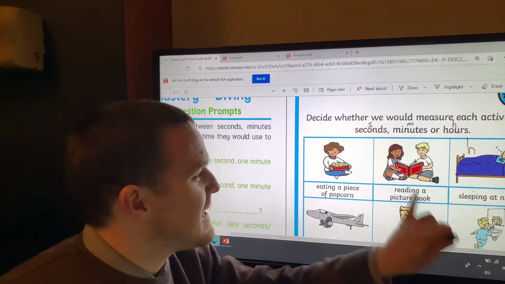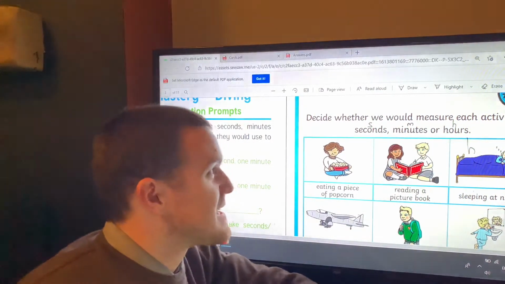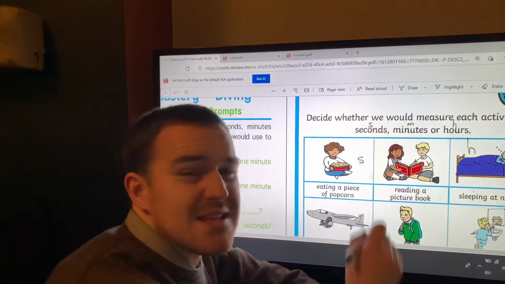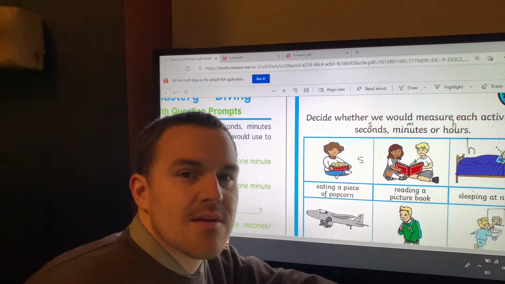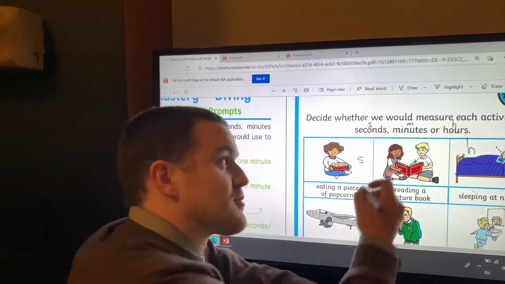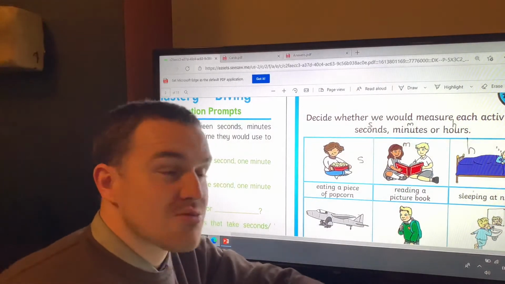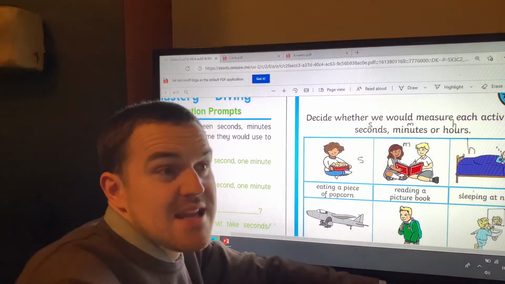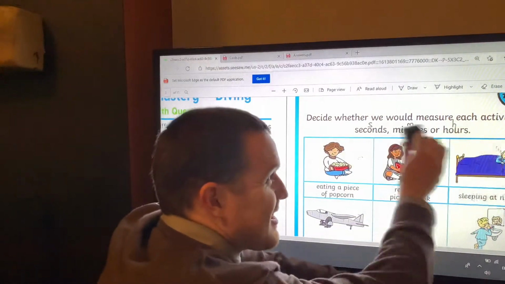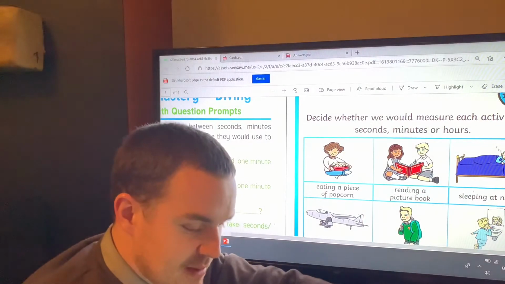What about eating a piece of popcorn? One piece. I'm going to say seconds for that. Because one piece is going to be very, very quick. What about reading your book in school? It's going to take you a few minutes, isn't it? So I'm going to give that an M. So you can have a think about what the other pictures would get. Whether you think they would take a second, a couple of seconds, a minute, or an hour, what you would measure them in, okay? What would be the closest time you would measure them in?